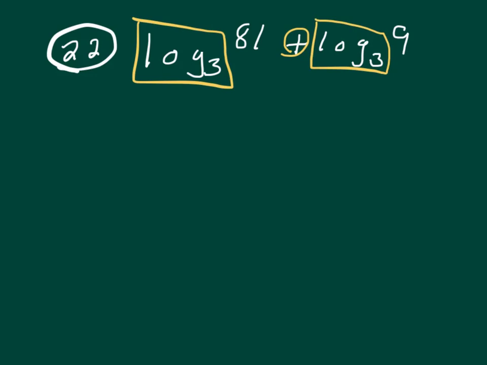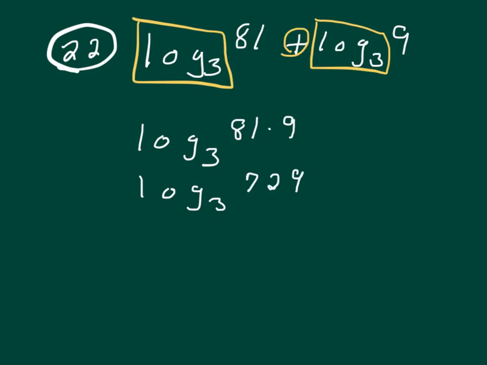2. How many do you want to see? 1, you say. That is correct. Plus means what? Yes, multiplication. So we are going to have log base 3 of 81 times 9, or log base 3 of 729. Now, that right there, I can simplify this because it says simplify if possible.